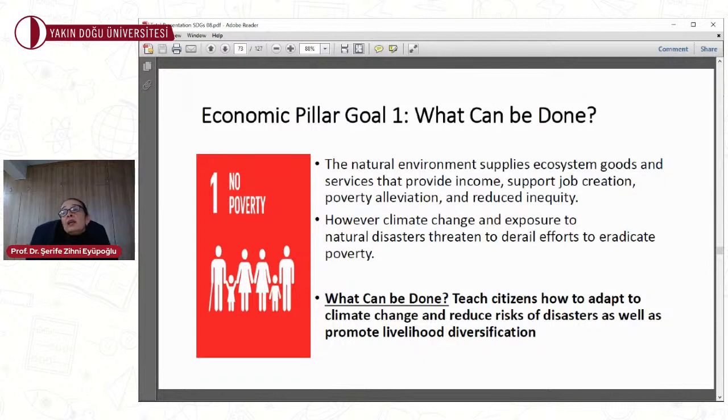Therefore, what we need to do is teach these citizens how to adapt to climate change and how to protect their facilities against such disasters and such climate change. And also, it is important for them to understand that they need to learn new skills as well for livelihood diversification. So instead of just agriculture, they need skills to do other jobs as well.